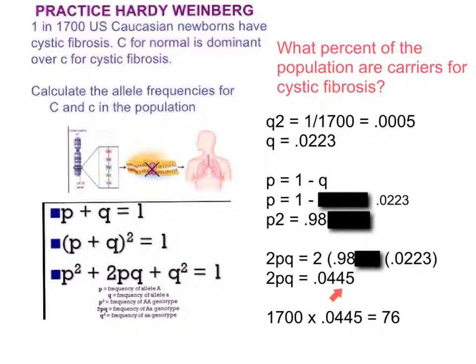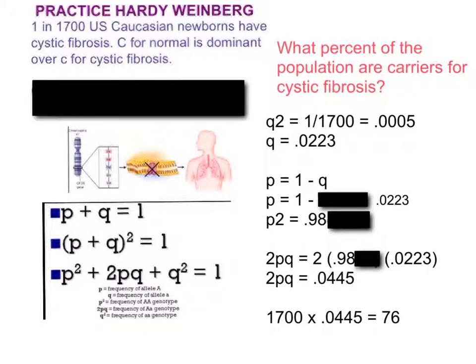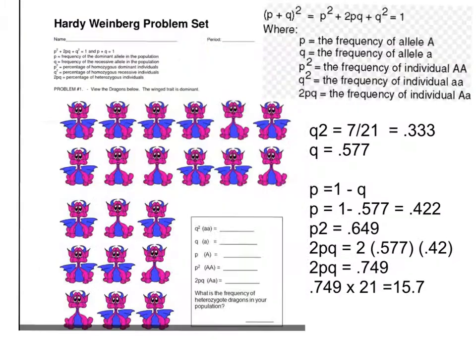We get our answer. Now, to find out the number of individuals, we take our 1,700 times our 2pq, and so out of 1,700 people, we would expect 76 people to have cystic fibrosis. Percent-wise, it would be 44.5% would carry cystic fibrosis, meaning that 44.5% of the individuals are carriers for the cystic fibrosis trait.